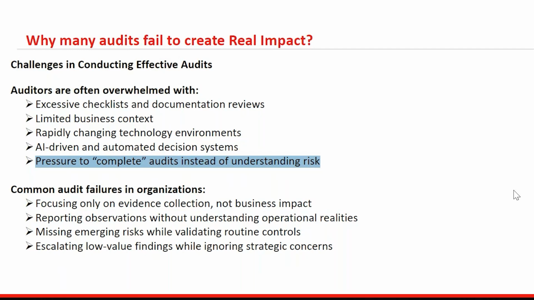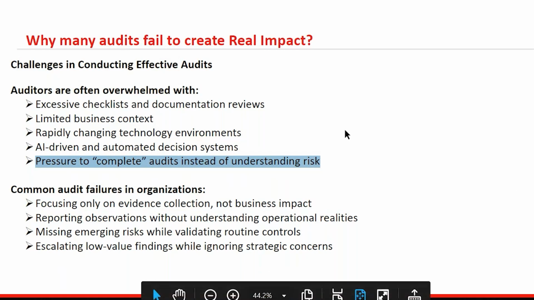There is a life cycle for audits, and if as an auditor you are not given that time, what can happen is you can complete the audit within the specified time and produce a report, but whether that report adds value can become a big question mark. So these are some practical challenges.